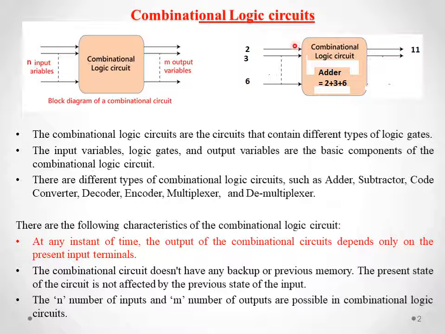So from this, based on the present input changes, we are getting changes in the output signal. This is the main characteristic of the combinational circuit. That is, at any instant of time, the output of the combinational circuit depends only on the present input conditions. The combinational circuit doesn't have any memory devices. The present state of the circuit is not affected by the previous state of the input signals. And here we can use n number of input variables and m number of output variables.